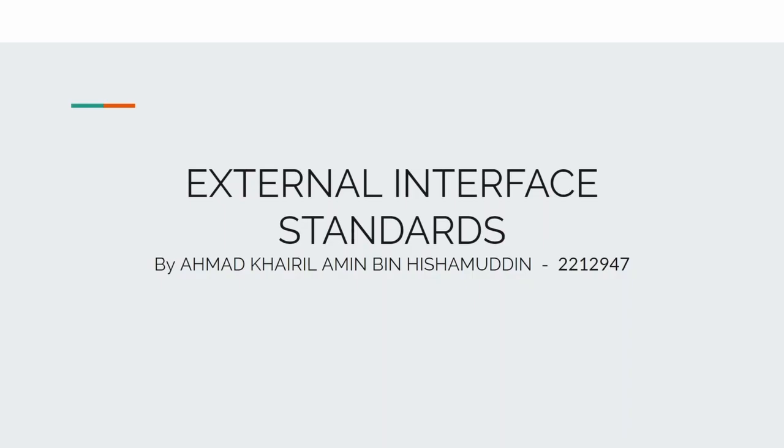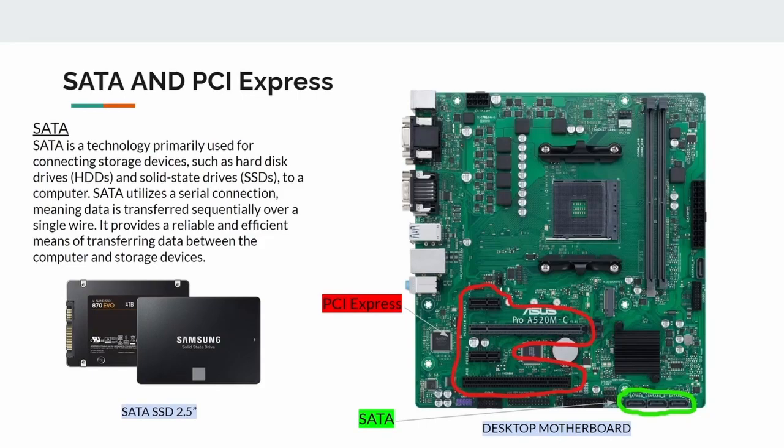Today I will talk about some examples of external interface standards. Let's start with SATA and PCIe. SATA is a technology primarily used for connecting storage devices such as HDDs and SSDs to a computer. SATA utilizes a serial connection, meaning data is transferred sequentially over a single wire. It provides a reliable and efficient means of transferring data between the computer and storage devices.